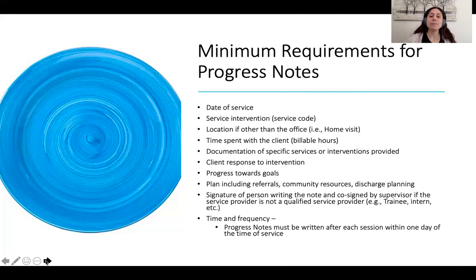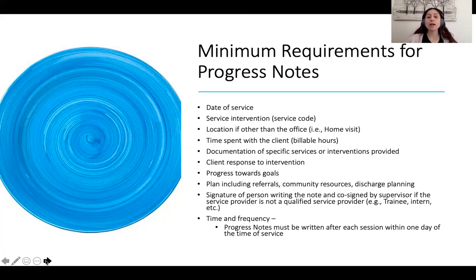Here's a list of the minimum requirements for progress notes, meaning the things that must be included in every progress note you complete according to best practices. First, the date of service. That's obvious. When did you provide the service? Month, day, year. Service intervention or service code.